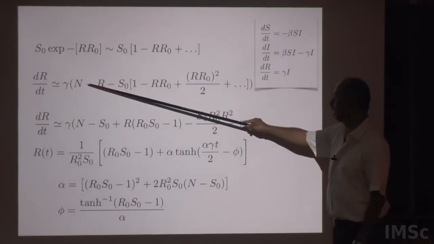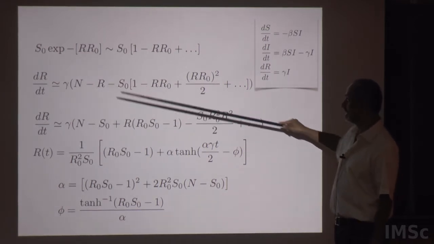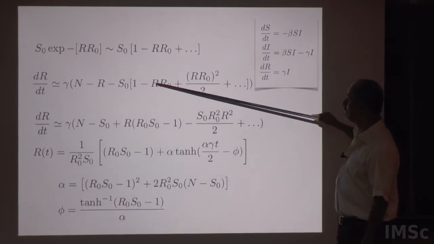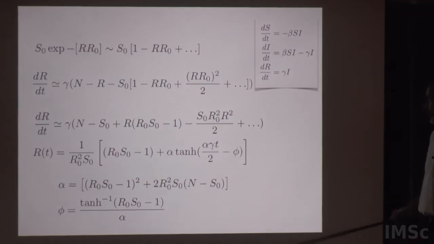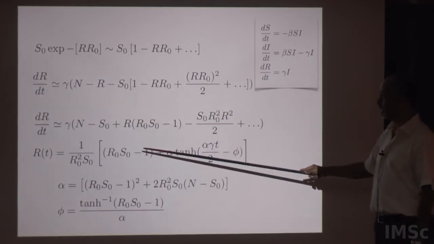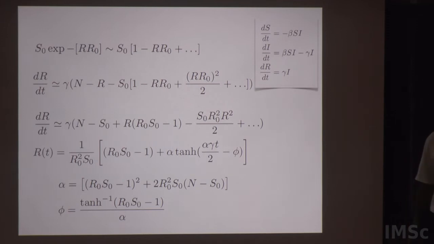So, there is gamma times (N minus S0) from here plus R into R. This minus R becomes R into minus 1 here. The R0 S0 comes from this term here. I just collect stuff and write it out. And finally, I have something that looks like this, which is dR/dt is a constant plus some function times R plus something times R squared, plus higher order terms that I have neglected.